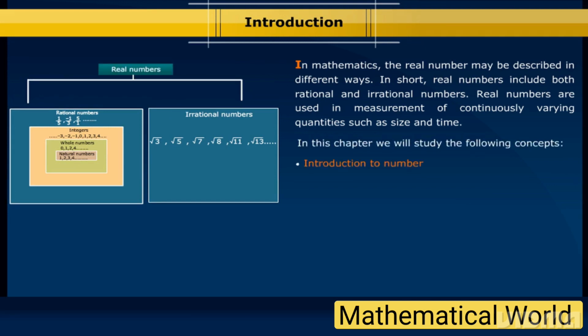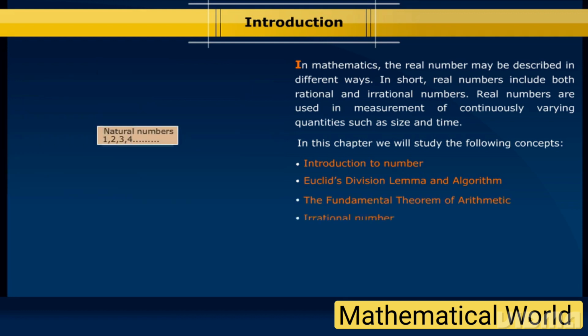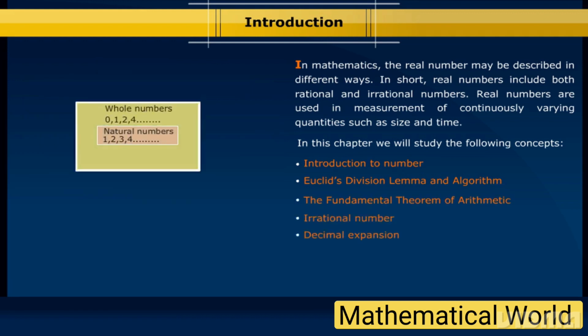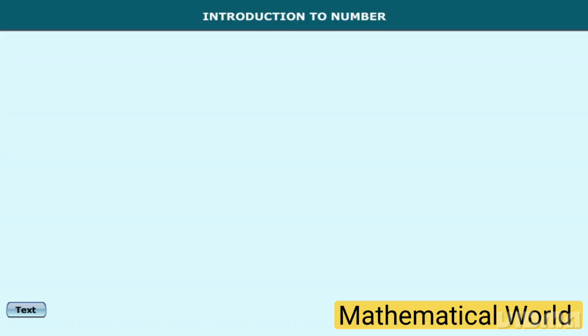First, introduction to numbers. Second, Euclid's division lemma and algorithm. Third, the fundamental theorem of arithmetic. Fourth, irrational numbers. Fifth, decimal expansion.